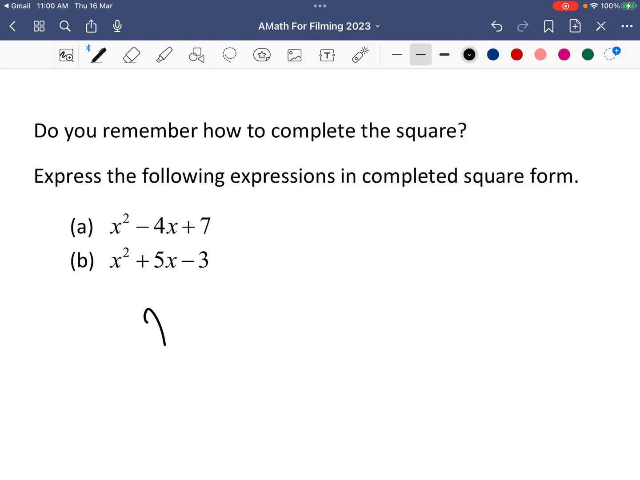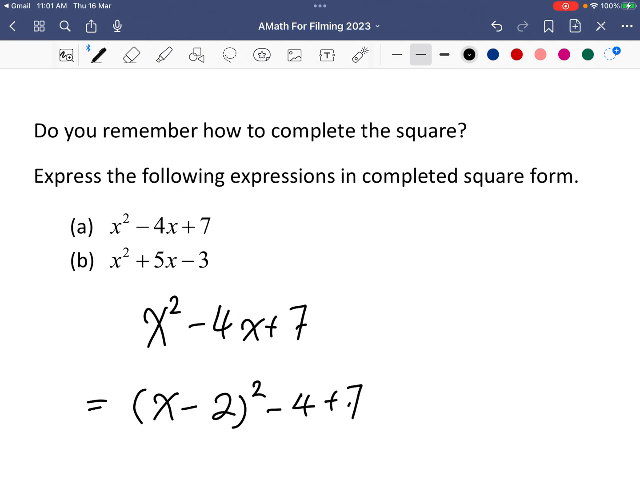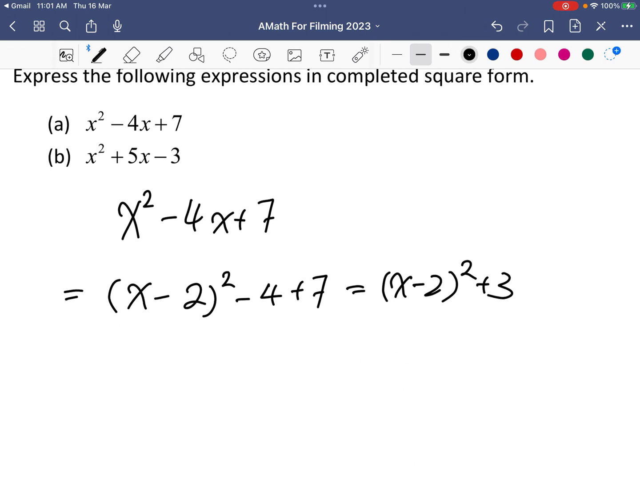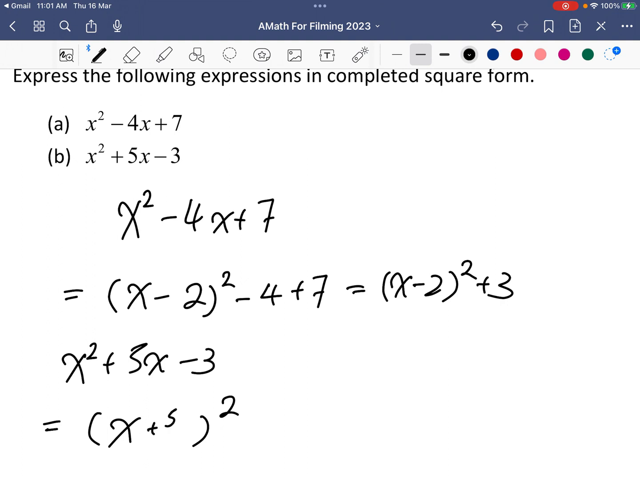So now for x squared minus 4x plus 7, you remember that it can be expressed in this form. So plus 7, so what we can get is (x minus 2) squared plus 3. Similarly for x squared plus 5x minus 3, if I express it in the completed square form, you should be able to get this expression there. Let me just calculate that.